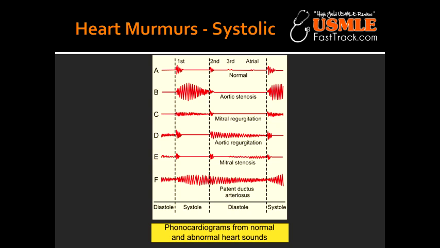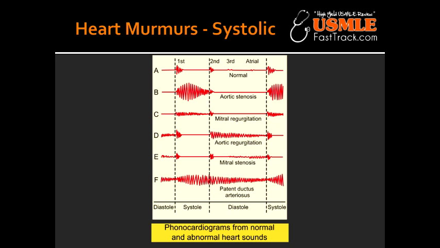What are some of the symptoms that can arise from aortic stenosis? Aortic stenosis can lead to syncope, which is fainting, angina, and dyspnea on exertion. What is the mnemonic to help you remember the symptoms caused by aortic stenosis? The mnemonic is SAD, S-A-D, which stands for syncope, A for angina, and D for dyspnea on exertion.